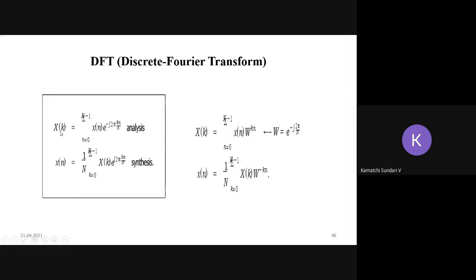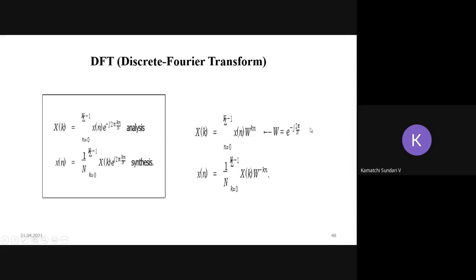So I want to calculate the first value, capital X of 0, k is equal to 0. In that case, I have to substitute k equal to 0 in this equation, where the summation is over small n ranging from 0 to N minus 1. So I have to expand my equation like this: x of 0 into e power minus j 2 pi k n divided by 8, with k equal to 0 and n equal to 0, plus x of 1 into e power minus j 2 pi k n divided by 8 with k equal to 0 and n equal to 1, plus x of 2.